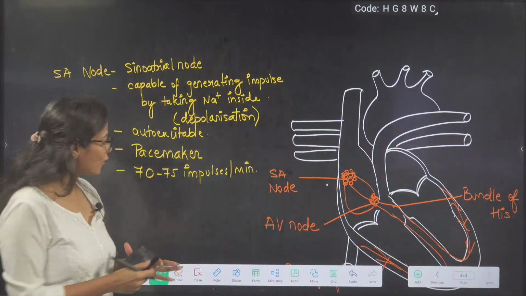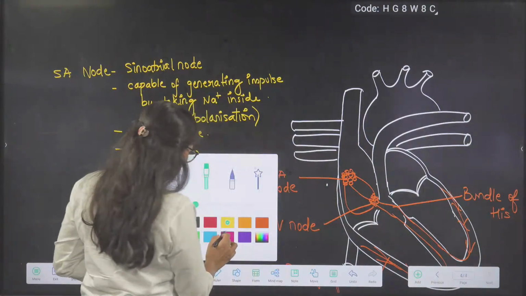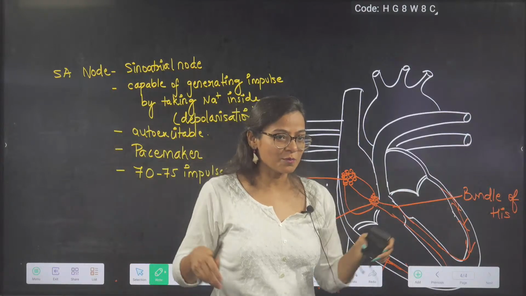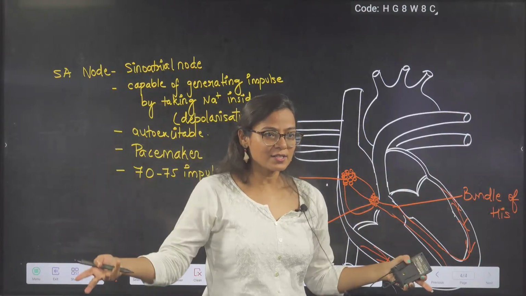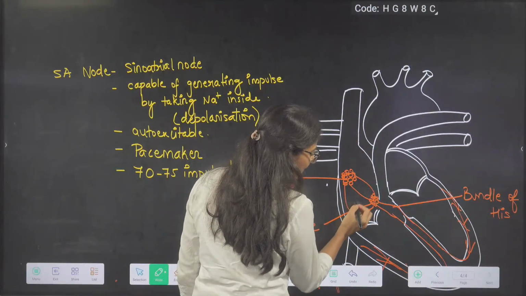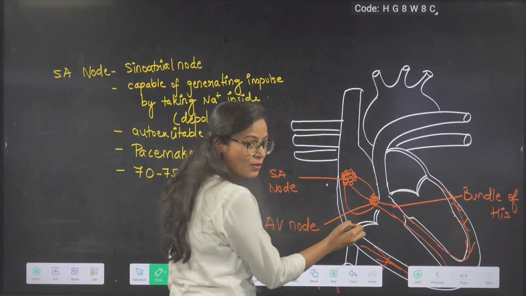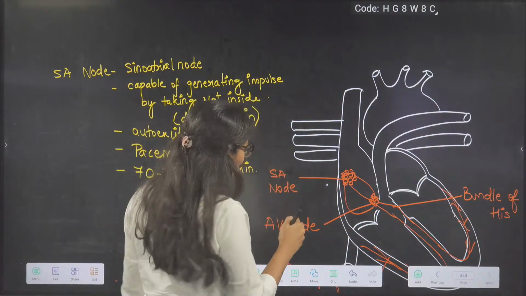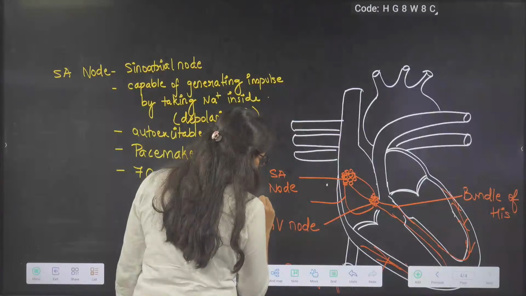Now what will happen when it is getting excited? It will transfer that impulse to the other cells also. You can see it is transferring the impulse to these three. Can you see these three lines I have drawn? They are actually indicating the muscle cells only. These three are called internodal pathway.